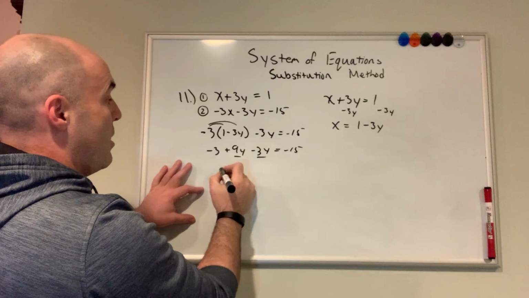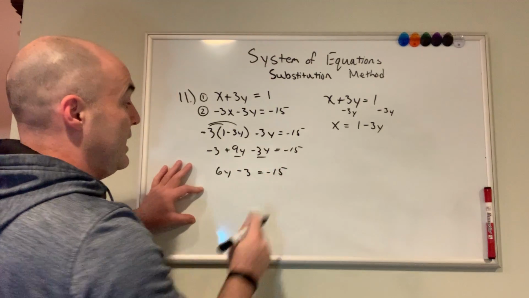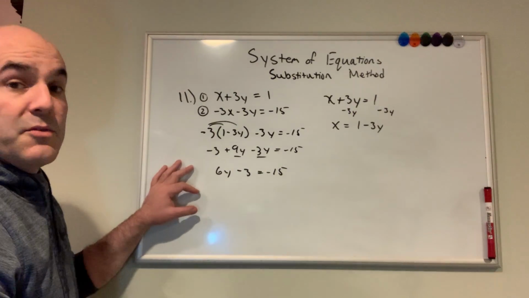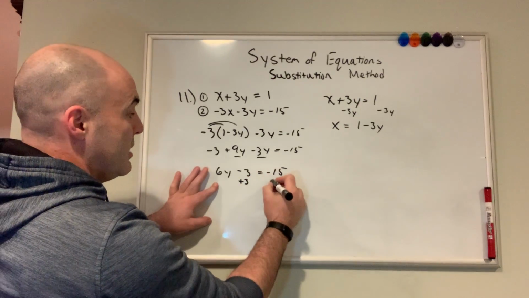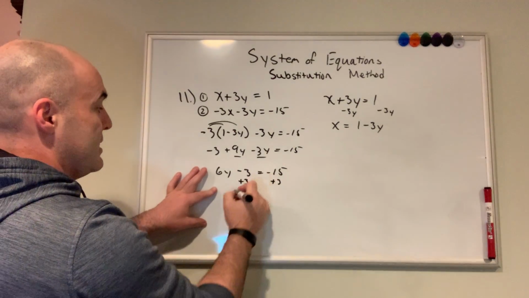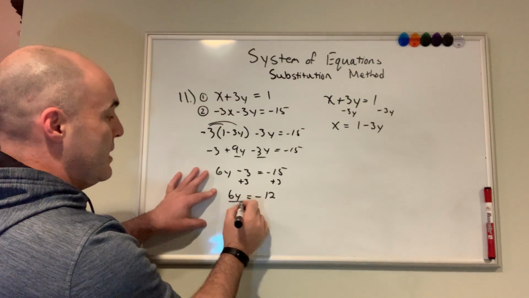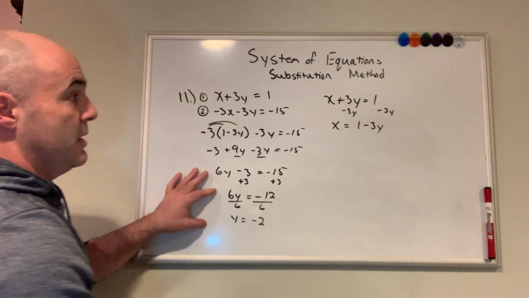9y minus 3y is 6y, minus 3 equals negative 15. I'm simplified on the left, I'm simplified on the right, so now let's go ahead and solve. So I'm going to get y by itself, we'll undo the addition, and that's going to cancel, giving me 6y equals negative 12, divide by 6, and y equals negative 2.